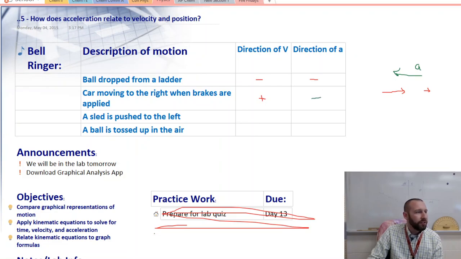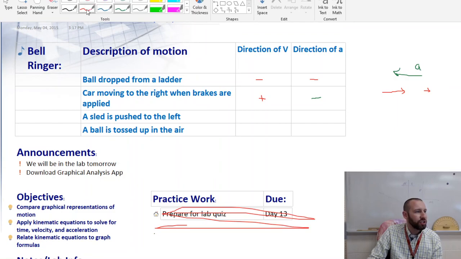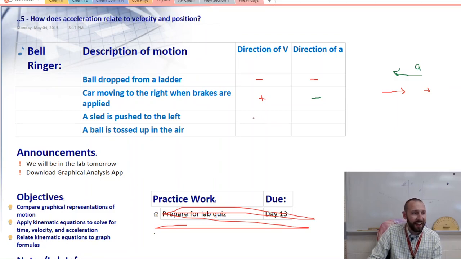All right. So the next one we have is a sled is pushed to the left. So we say that that's negative. It's going to the left. And the direction of acceleration is also going to the left, because it's being pushed. So we're assuming it's going faster and faster.